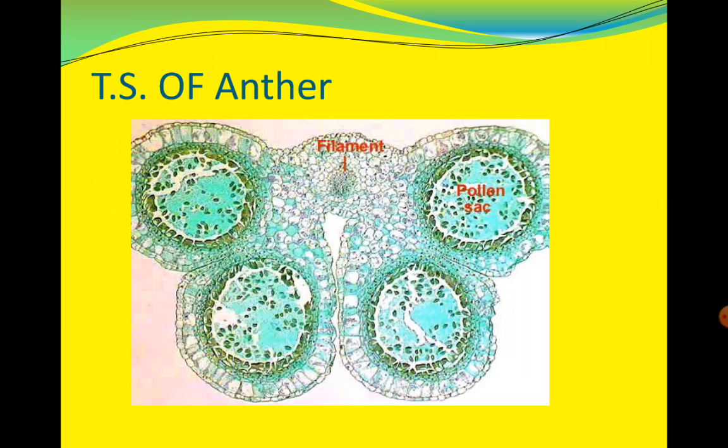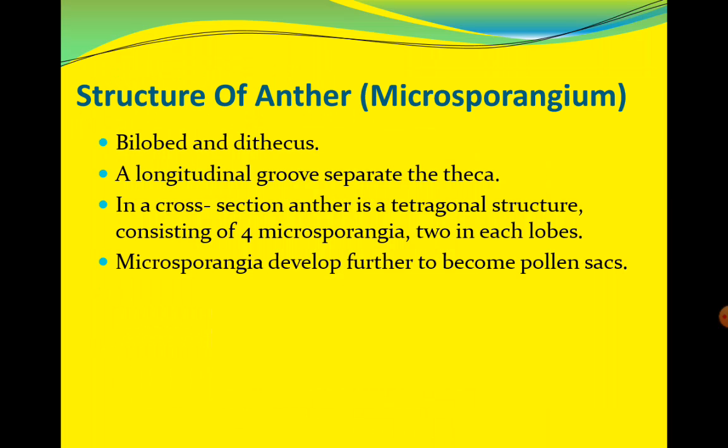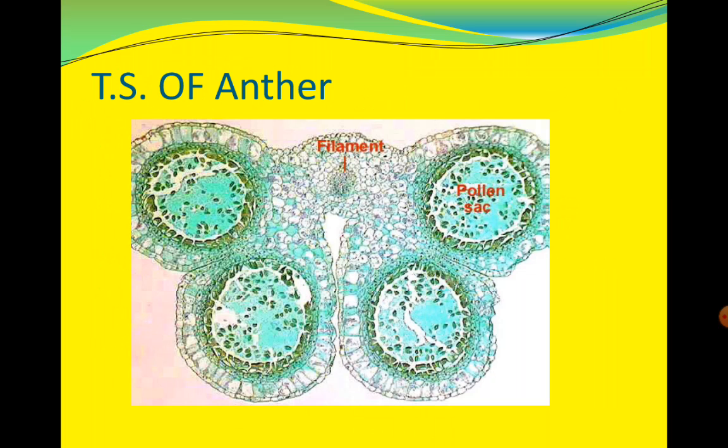You can see the TS of anther. So anther is a bilobed structure and it is having dithecous structure. That means each lobe consists of two theca. As you can see in this diagram, this filament is available, okay, and that is bifurcating into two lobes, first right side one lobe and left side another lobe, and each lobe is having two compartments and that compartment is called pollen sac or we can say theca.